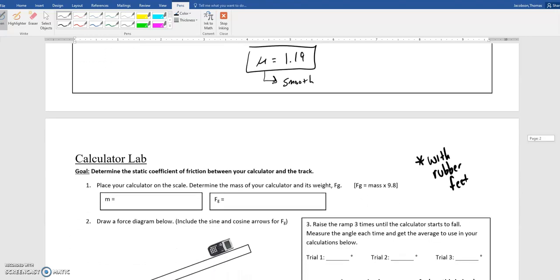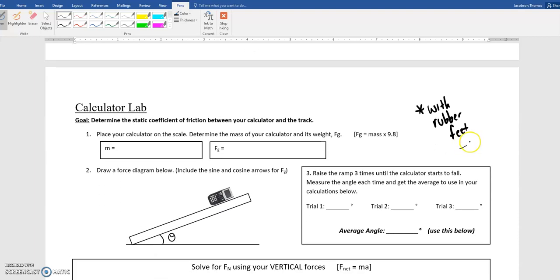And then the second part, when you do the lab, you will use rubber feet. So you should notice that what you get in part 2 should be a higher coefficient of static friction than part 1. If you don't have a calculator with rubber feet, feel free to choose a different surface, water bottle, pencil, something that can rest on the track. Just make a note on the top of your lab for me that you used something besides the calculator with the rubber feet.